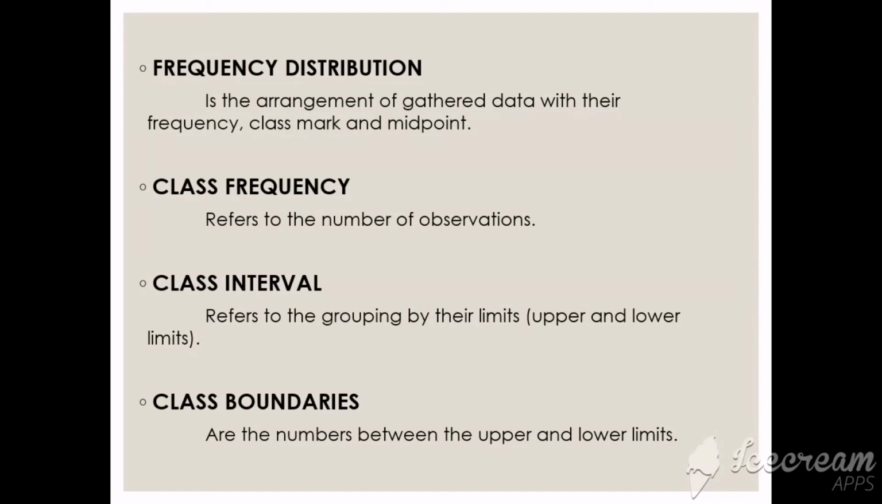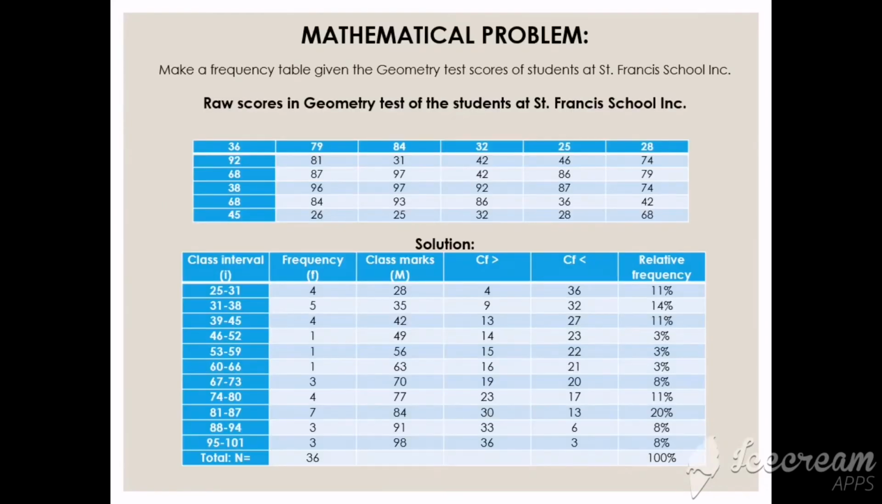So while class frequency refers to the number of observations, class interval refers to the grouping by the limits, which are the upper limits and lower limits. While class boundaries are the numbers between the upper and lower limits. So we are now going to proceed with the mathematical problem.